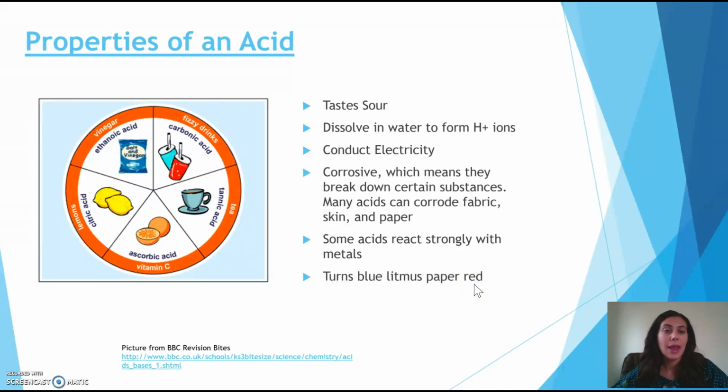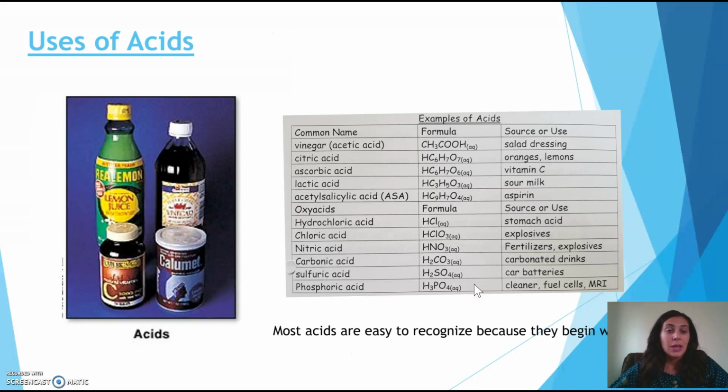Let's take a look at some common household acids. So vinegar is one of the common ones that you may have in your cupboard right now. Its scientific name is acetic acid. So that's generally used for salad dressing. Citric acid, anything that has citric acid is going to be a fruit, or it could be a candy, like those Sour Patch Kids. Those have a lot of citric acid in them to make them sour. Ascorbic acid is something that we need to survive. Vitamin C.